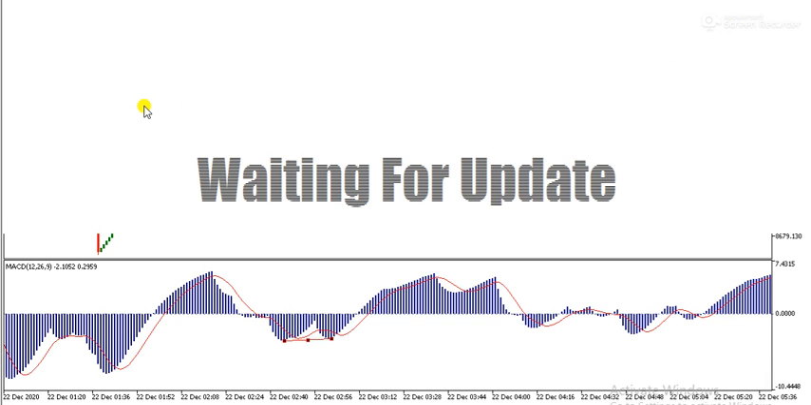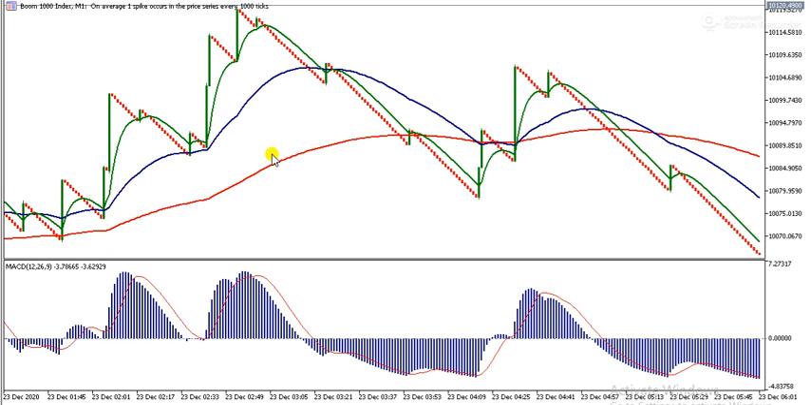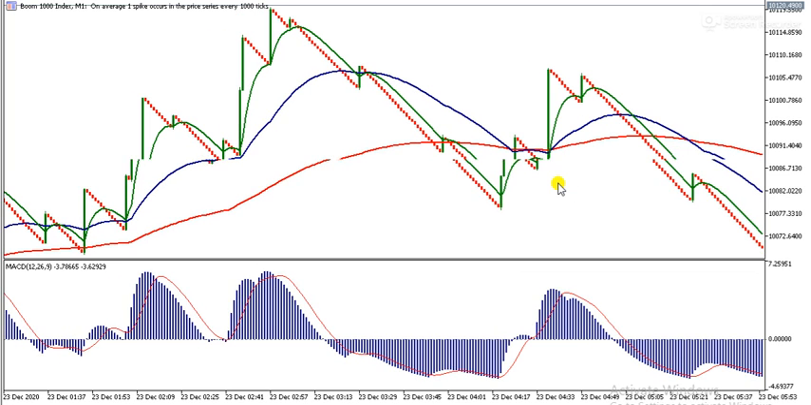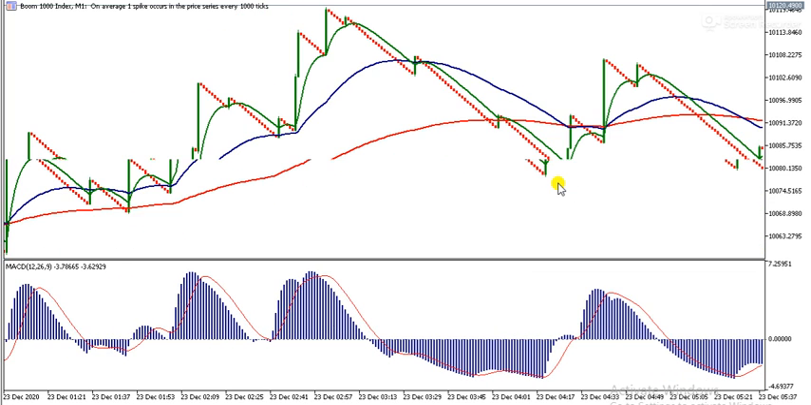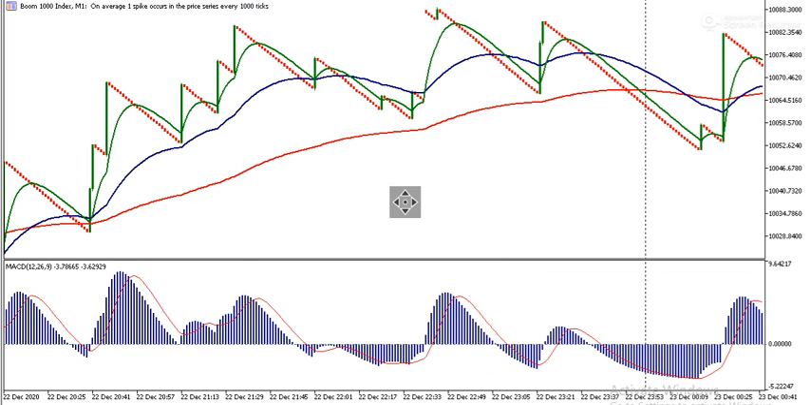Then we have another one right here. As we can see, that is a divergence over there. Then you can take your trades from here. Then you see we have more than 5 to 10 candles. So imagine you scalping this per day using a reasonable amount of lot size.